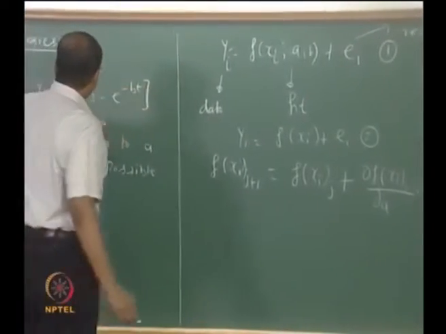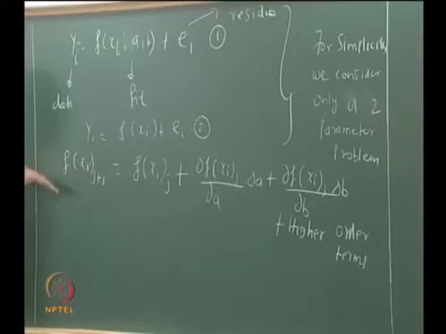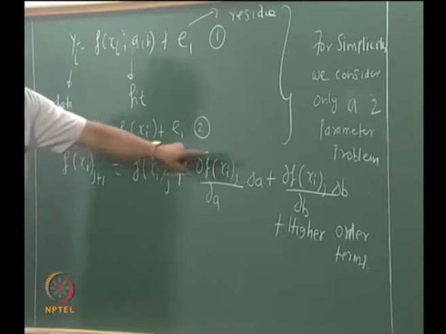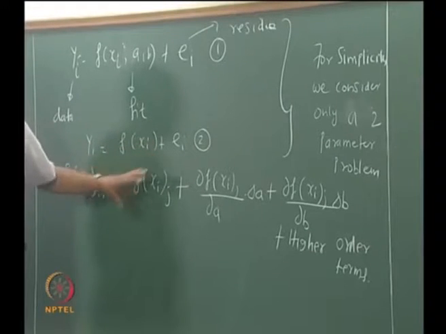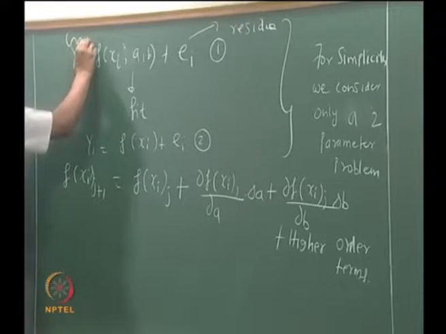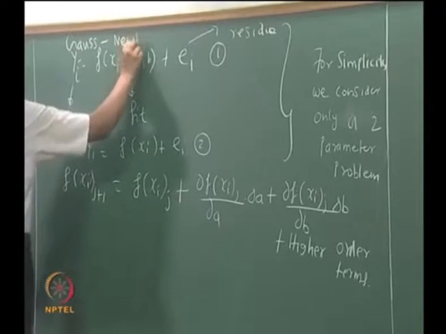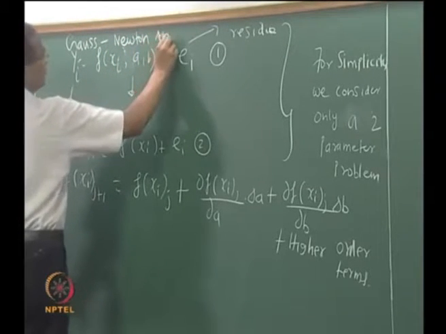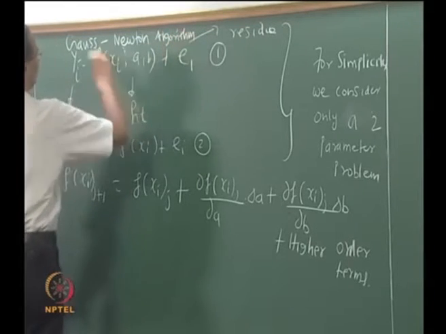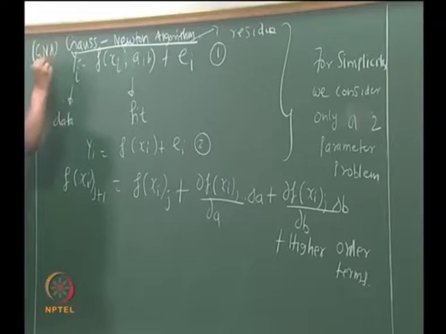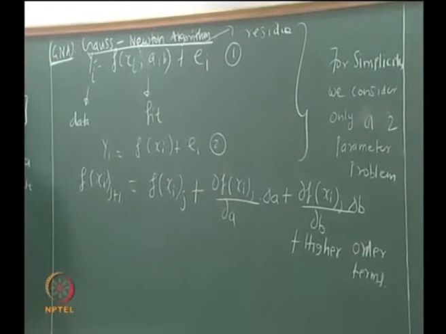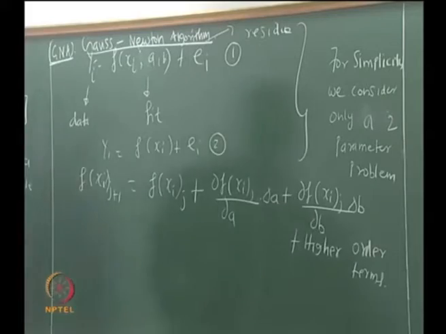So when you try to regress by starting this approach, wherein you take f of xi j plus 1 is equal to f of xi j plus this, and truncate with the first order terms, you are using a Taylor series to linearize the nonlinear form. So this is called the Gauss-Newton method, GNA, Gauss-Newton algorithm. Okay. So now I can call this as 3.